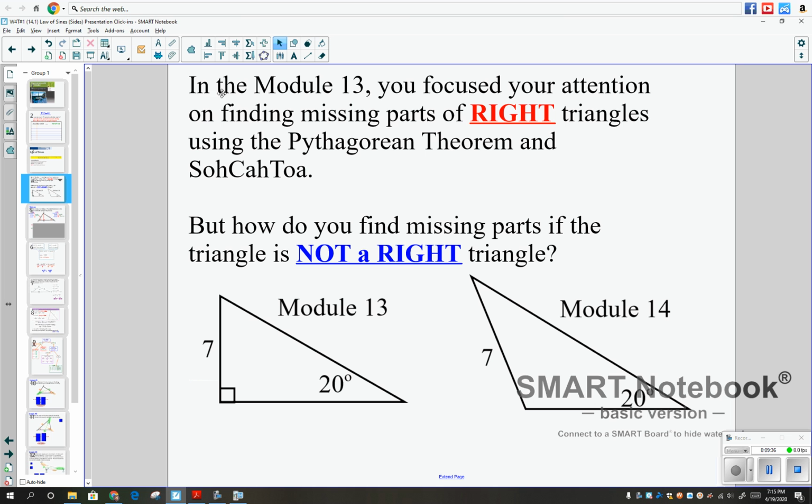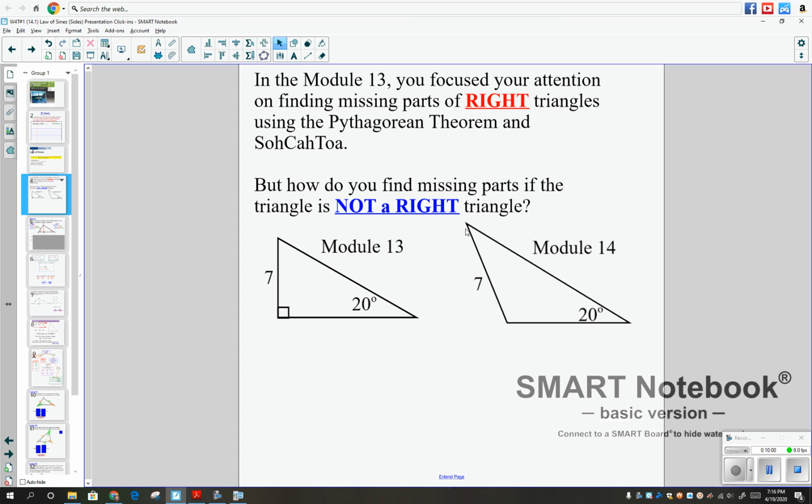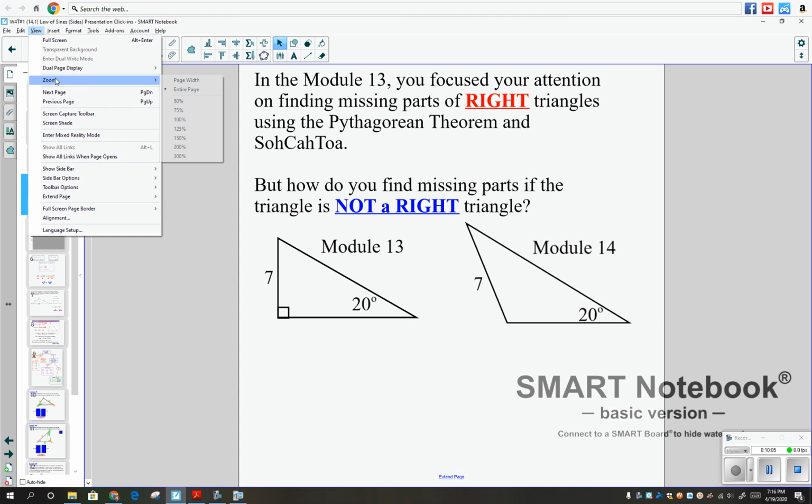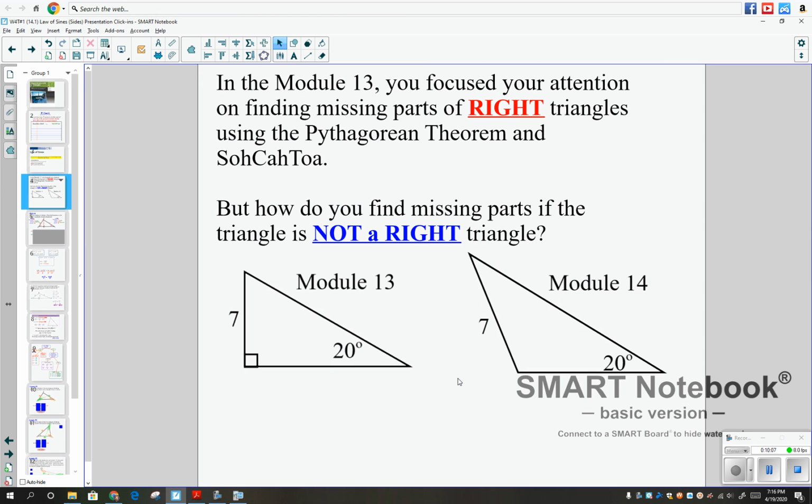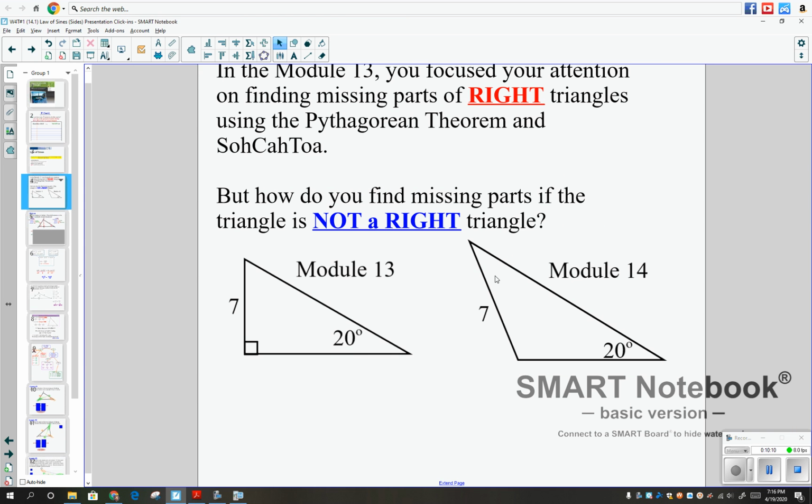Before we get there, in Module 13, the last 3 weeks, everything we focused on involved missing parts of right triangles. We used the Pythagorean theorem or SOHCAHTOA. That's the key. Okay, everything we dealt with in the last module had a right angle in it. It was a right triangle. Well, what if it's not a right triangle? What if I have a triangle here that is not a right triangle? What am I going to do there? That is what we're going to focus on today. What can I do? What are my options?